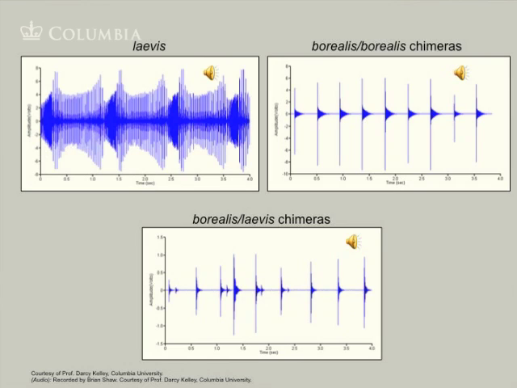So the transplants themselves didn't seem to affect the ability of the animals to sing when they grew up. So what about an animal that had the front part of the hindbrain circuit from Borealis and had the back part of the hindbrain circuit from Laevis? What did its song sound like? This is an experiment that was done in my lab by Brian Shaw.